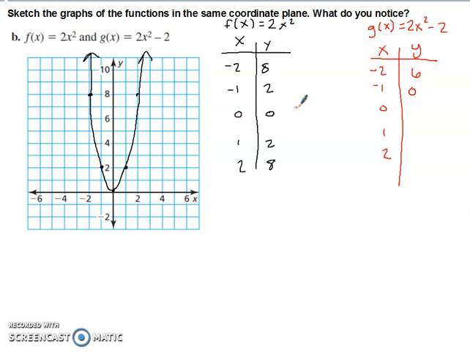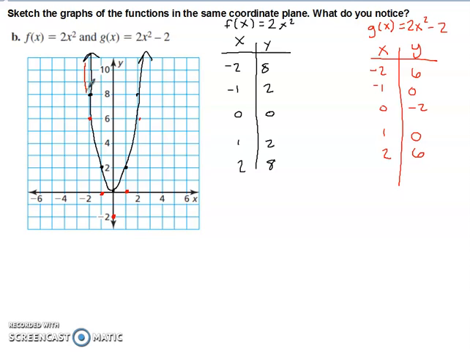When I put in a 0 to my f of x graph, I get 0, so that's my 2x squared, but then I take away 2 and I get negative 2. Inputting a 1, I get a 2 for my 2x squared portion, then I subtract 2 to get a negative 1. Or sorry, I get a 0. When I put in 2, I get 8 for 2x squared, but then I subtract 2 and I get 6. So plotting all these points: negative 2, 6; negative 1, 0; 0, negative 2; 1, 0; and 2, 6.